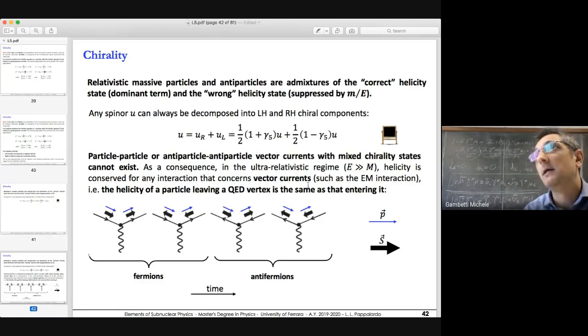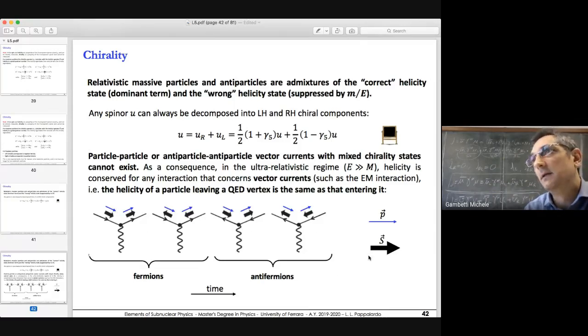So once more, a consequence of this is that helicity is conserved in any interaction that concerns vector currents. That means the helicity of a particle leaving, let's say, a QED vertex is the same as that entering. So let's consider now this piece of Feynman diagram. We will understand all this, of course, in the next lessons. Here we have an incoming electron that emits a photon. Where the arrow is put backward in time, this is an old notation, but still used, this is the antiparticle. So if this is an electron, this is a positron, a positron emitting a photon, essentially.